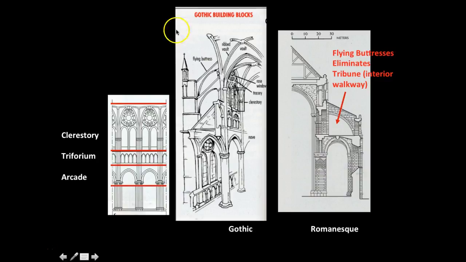Over here again, we've got the clerestory, triforium, and arcade. And here on the Gothic building blocks, look how thin these flying buttresses are and how they go into another part of the building. You can see the inside too. There's the nave, the clerestory, the tracery. This is the rose window. And on the outside, we've got the buttress. Whereas in the Romanesque, the buttress is much more substantial and much larger in order to take on the weight of the building.